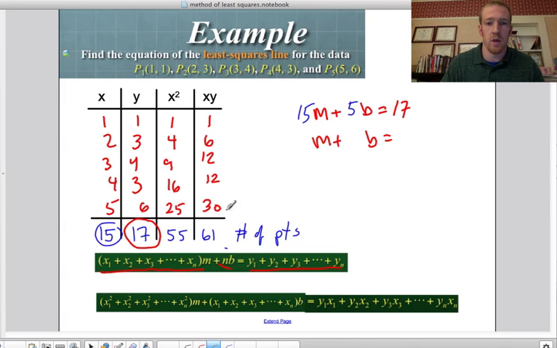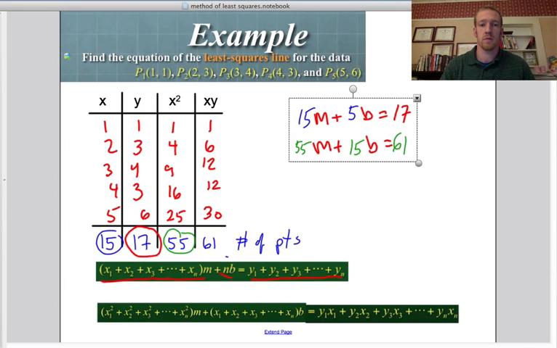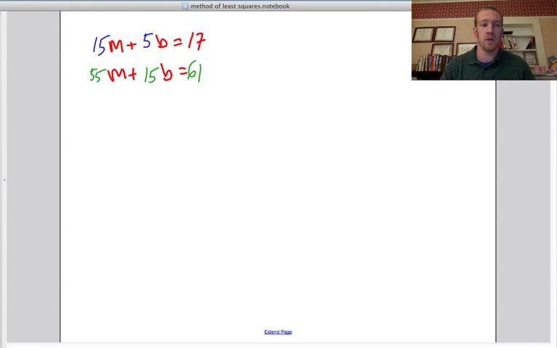Now we want the sum of the x squareds. So that's this. We want the sum of the xy products. Or the sum of the x's rather goes here, so that's 15 again. And then the sum of the xy's, and that's 61. Alright, so there is our system of equations. Now all we need to do is solve our system.